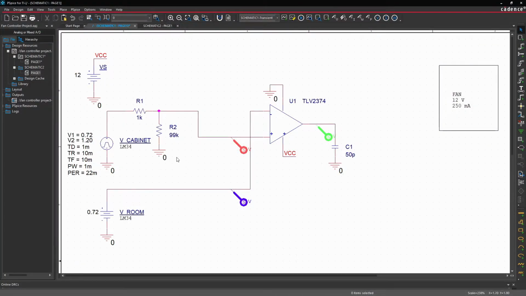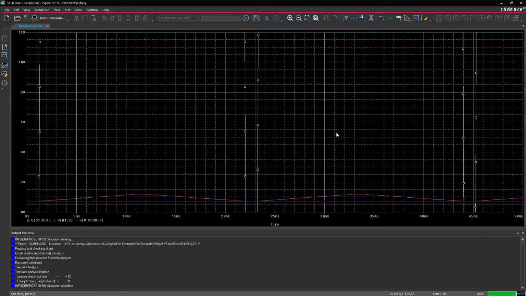I set up a voltage divider here to reduce the voltage by 1%, which will be a minimum of 7.2 millivolts. Running my simulation again, you can see that the output switches as expected.